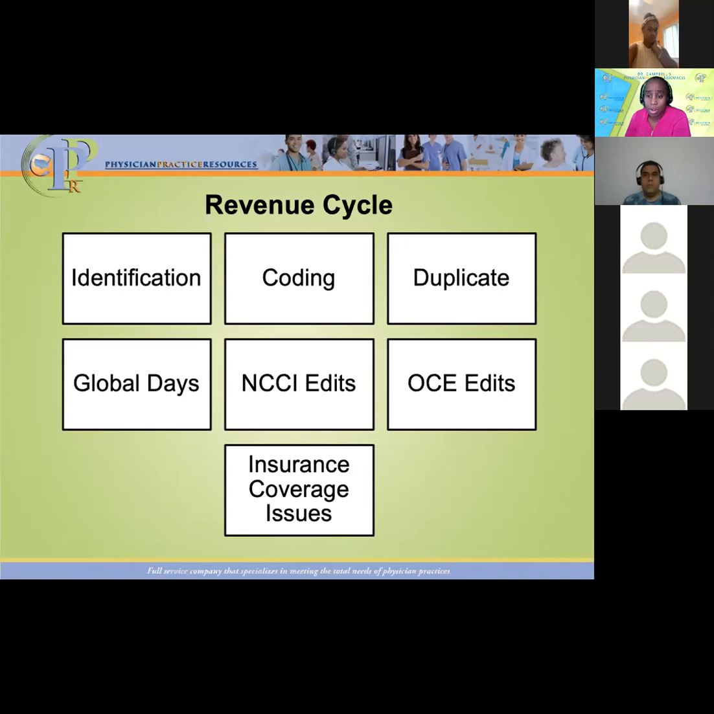And then there are other coverage issues related to insurance, such as we didn't get pre-authorization and we should have. It's something that's a part of the patient's plan or not a part of the patient's plan, like something that was cosmetic that they don't pay for. So there are a variety of reasons why they can be denied.